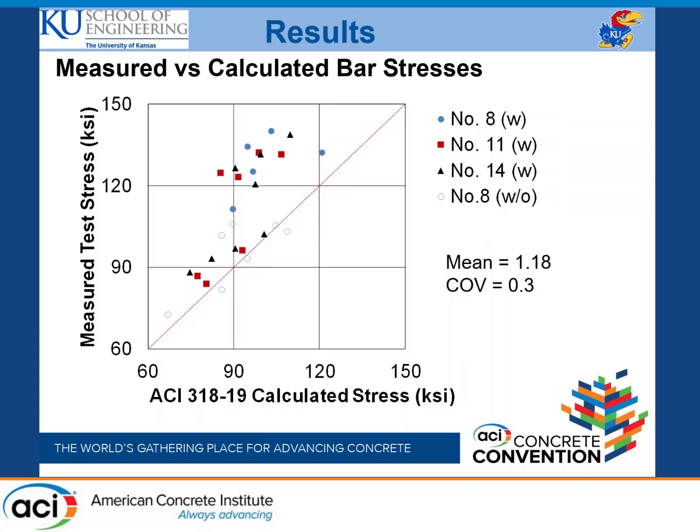And now we are comparing our bar stress with the ACI 318-19 design equation and provisions, bar stress calculated with the 318-19 equations. We can see the data here are mostly over the red line. That means ACI 318-19 is also generally safe, but we have 3 specimens under that red line, the equivalence line. But if you see the coefficient of variation, 0.3, the data looks quite scattered, and the mean is 1.18.